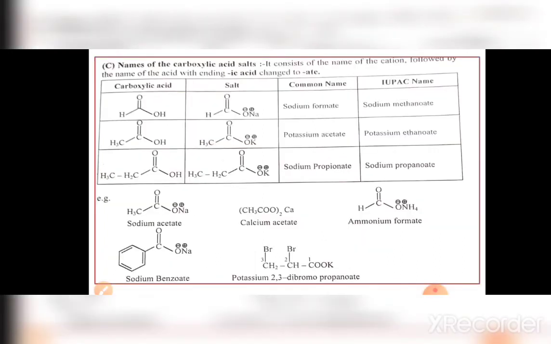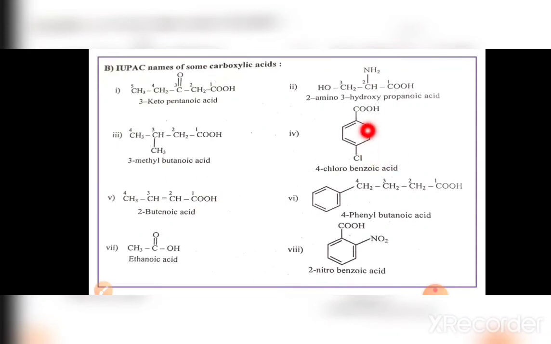Now the next. Again numbering, starting from the C double bond OH group, here 1 2 3 4 5 6, and at the 4 number position there is chlorine, therefore 4-chloro, and the remaining skeleton is benzoic acid, therefore 4-chloro benzoic acid.